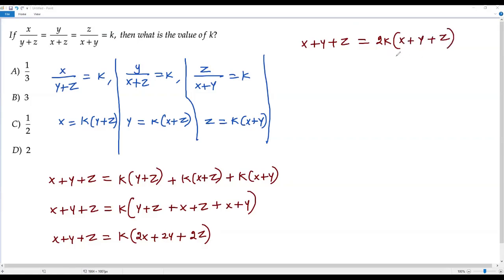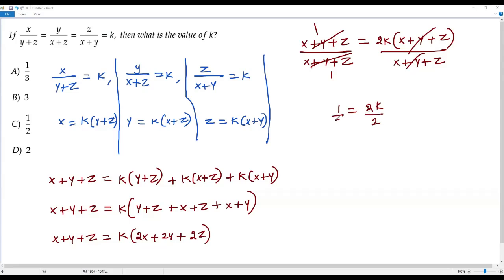Okay, now let me divide both sides by x plus y plus z. Let me do it. So here this will cancel out. Here it's one times, and x plus y plus z goes into this one time. So 1 over 1. On the left side, I'm just getting 1. On the right side, we have 2k. Okay, my aim is to solve for k. So for that, we have to get rid of this 2. Let me divide both sides by 2. When I divide both sides by 2, this 2 will cancel out. I'm getting 1 over 2 equals k. Okay, now I got the value of k. The value of k is 1 over 2.